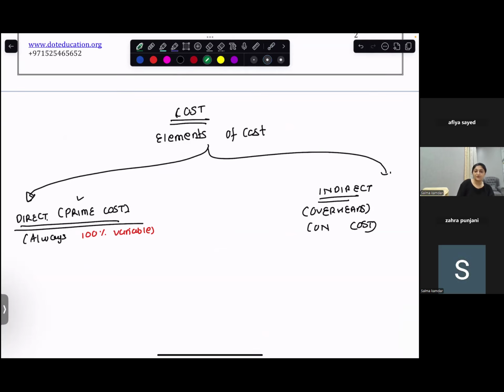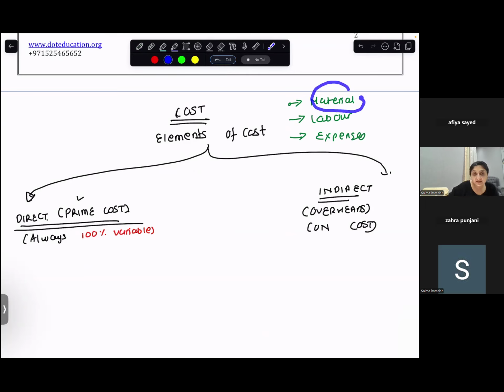So, elements of cost. Can you tell me the three elements of cost? Direct material, direct labor, and direct expenses. Okay, I am saying only cost. I am not looking at direct or indirect. I am talking about the elements of cost.